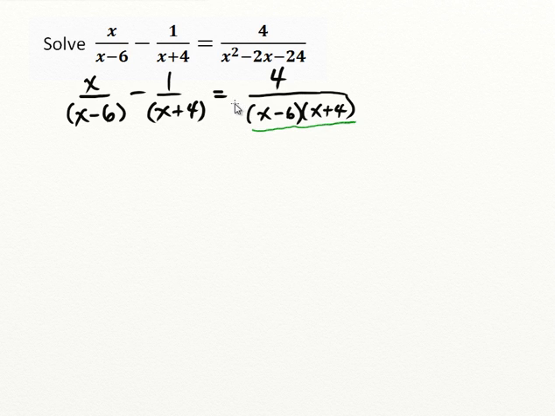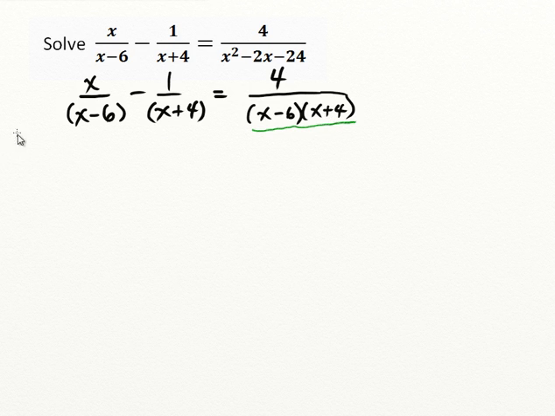The left side equals the right side. So if we are going to make changes, that is multiply into the equation, we have to do the exact same thing to both the left side and the right side. So let's multiply the entire equation by x minus 6 and x plus 4.